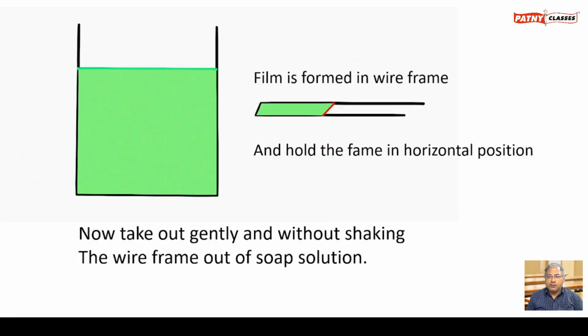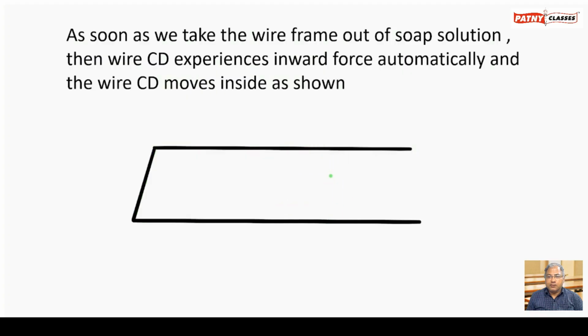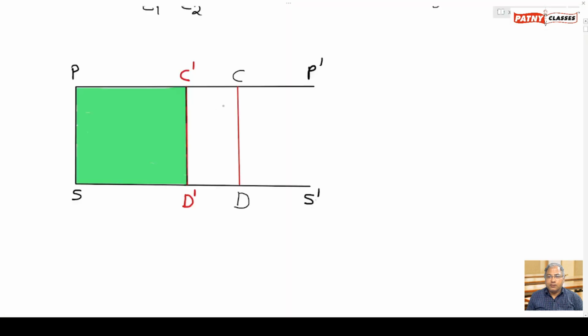And hold the frame in a horizontal position. As soon as we take the wire frame out of the soap solution, the wire CD experiences an inward force automatically, and the wire CD moves inside as shown. So the wire is moving from position CD to the new position C dash D dash.